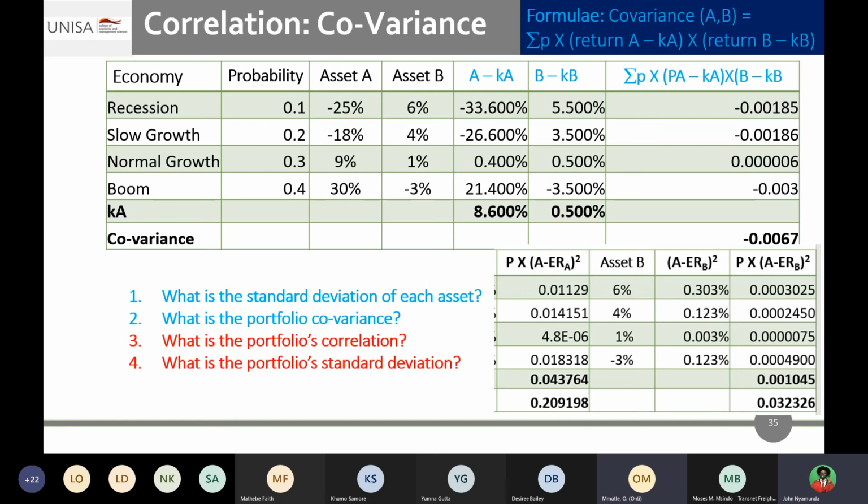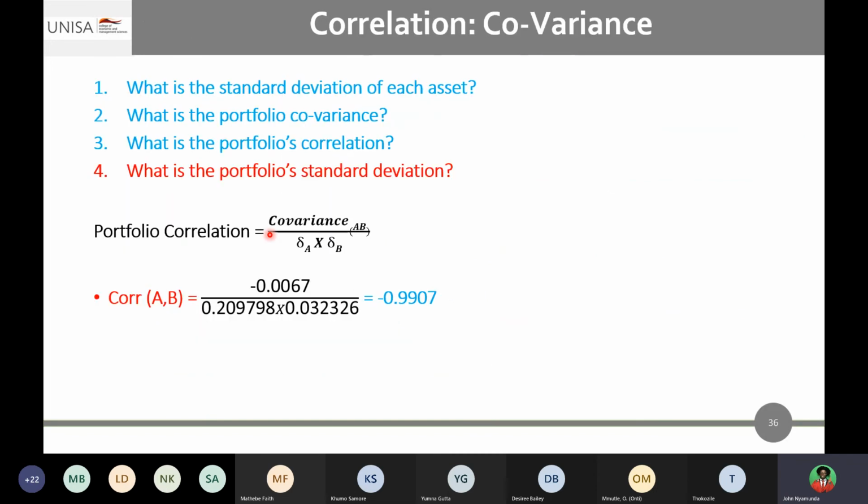Yes. 0.99. Getting 0.98, which is negative 0.99. Tokozile. Negative 0.99. Ladies and gentlemen, I think you are right. Let's go there.